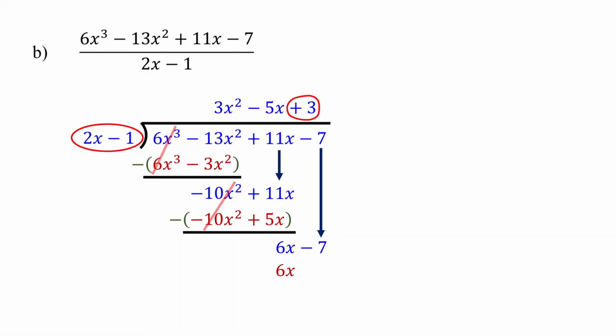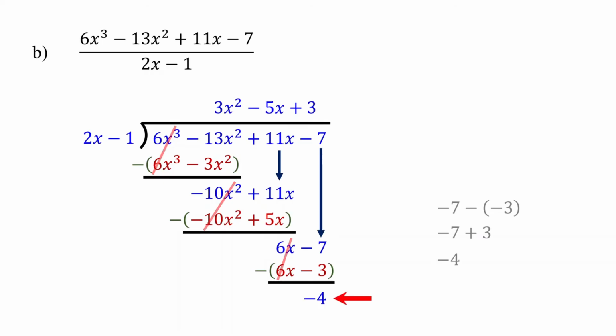3 times negative 1 is negative 3. Now, subtract. The first terms cancel out. Negative 7 minus negative 3 gives us negative 4, which is the remainder.